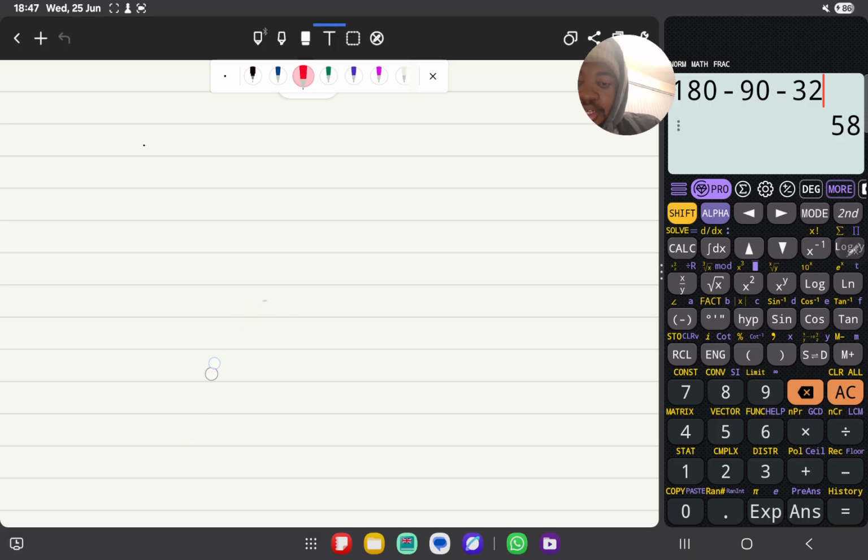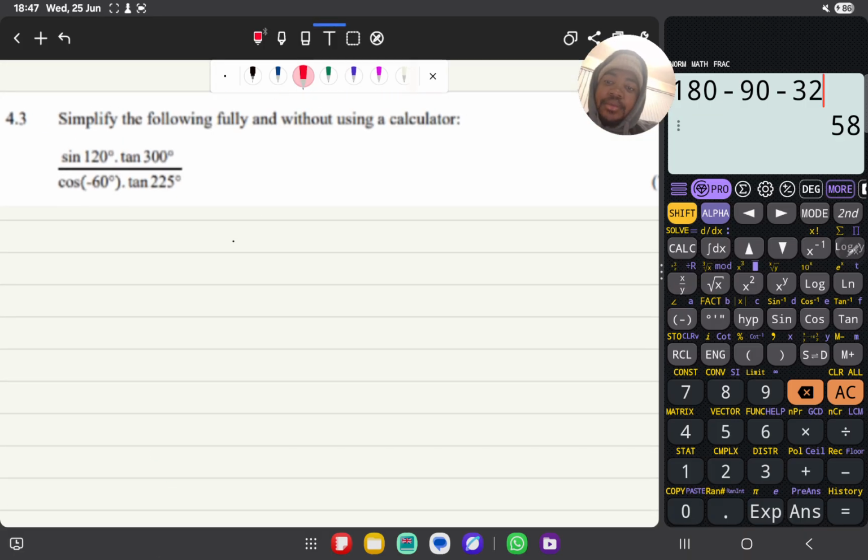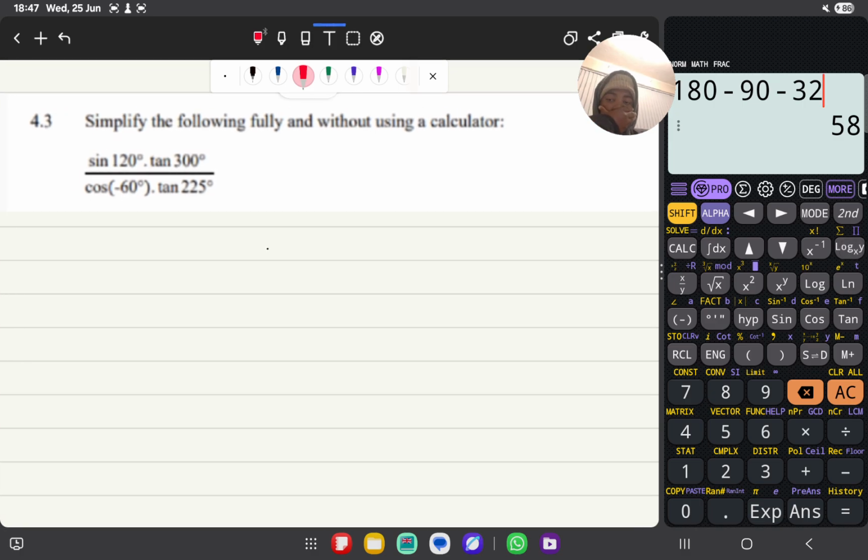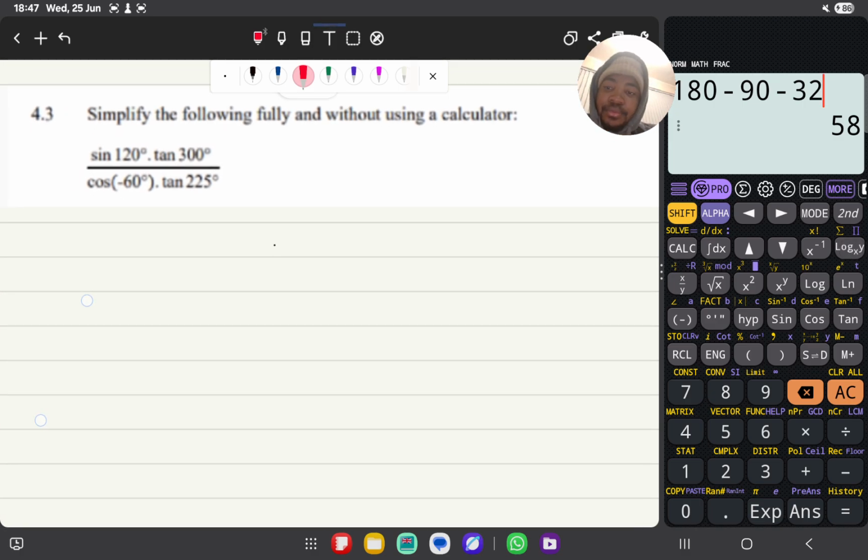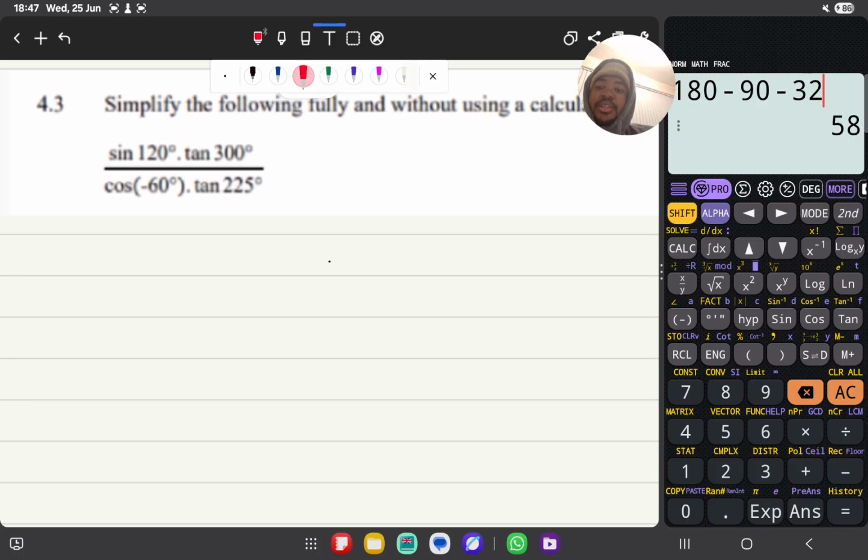The next question, they say without the use of a calculator, we have to simplify this. So let us do that. To simplify this, we're going to enjoy solving this problem. Yeah, let's start. Look at the way the questions I'm asking myself.